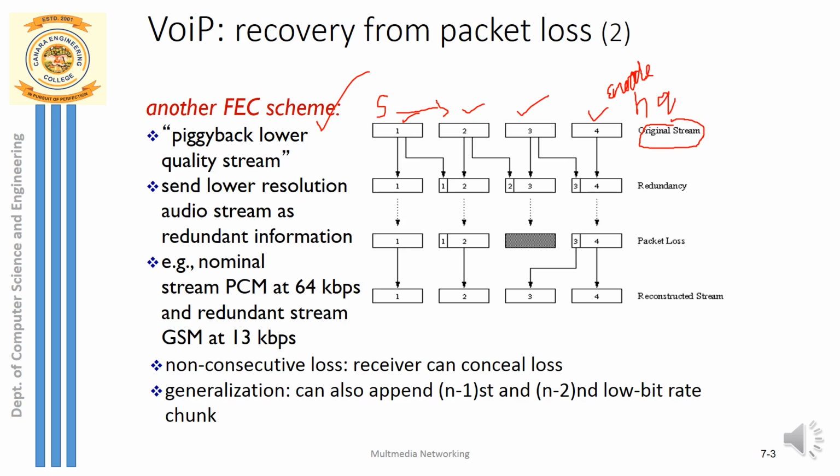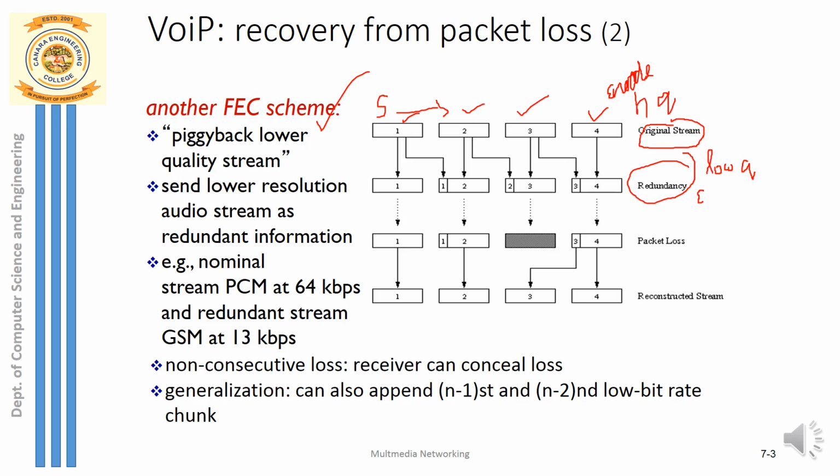Now suppose the chunks are lost in the network, how do we recover from that? We will use redundant techniques. We will send a redundant stream along with this original stream. But how should that redundant stream be? You can just notice in the diagram. For every original chunk that is sent, we will try to generate a low quality stream along with the original stream. So what does that low quality stream mean?